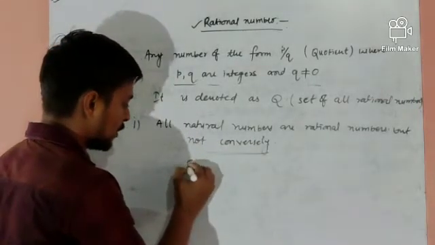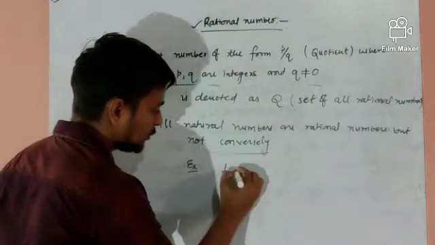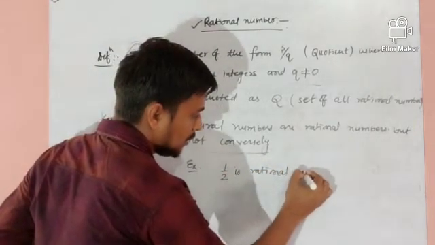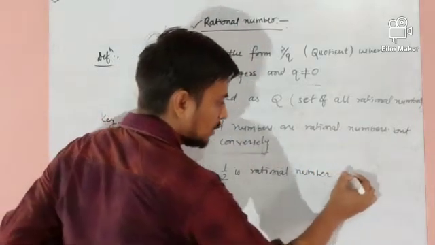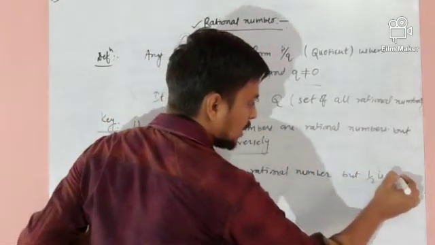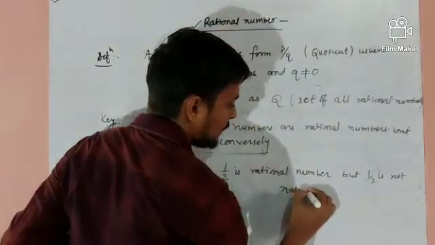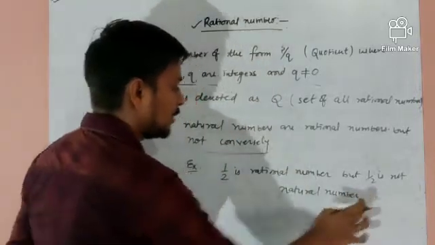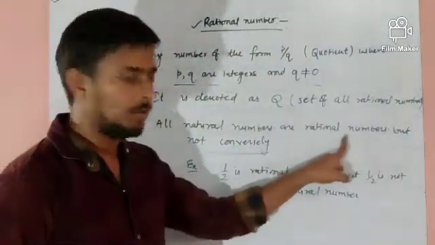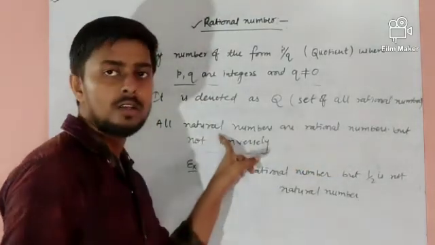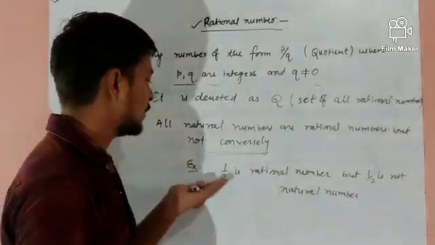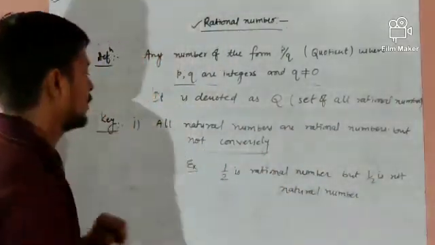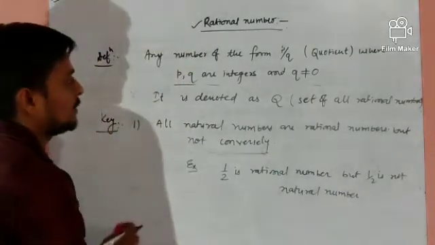For example, a counter example: 1/2 is a rational number, right? But 1/2 is not a natural number. It means all the natural numbers are rational, but all the rational numbers are not natural. Why? Because just take the example, 1/2 is rational, but 1/2 is not a natural number. So you can note it.